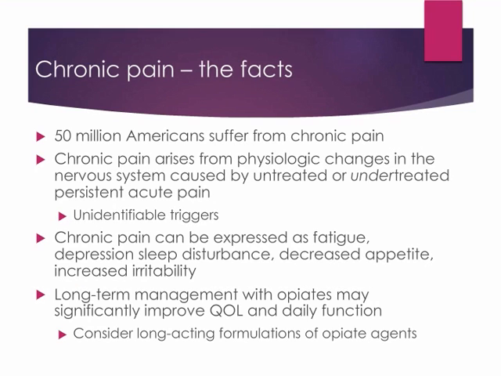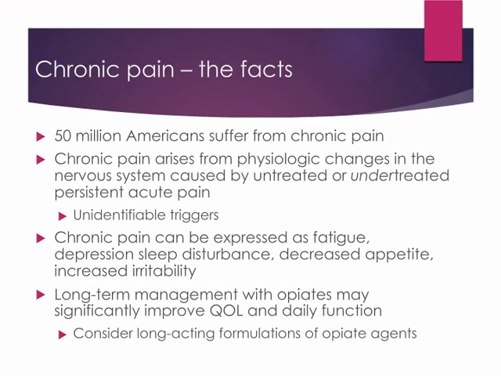We're going to finish up then with a few quick slides on chronic pain. So 50 million Americans suffer from chronic pain, and chronic pain really arises from physiologic changes in the nervous system that are caused by untreated or undertreated persistent acute pain. So it's important that we treat acute pain correctly and that we follow up with patients to make sure we've treated their acute pain. Otherwise, we can morph that patient into chronic pain.